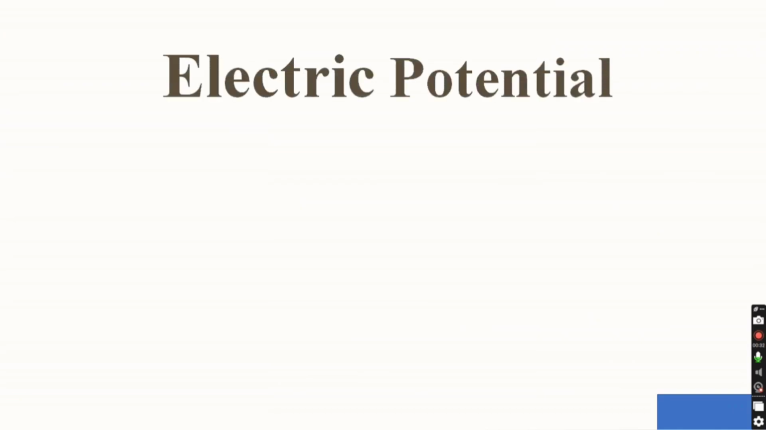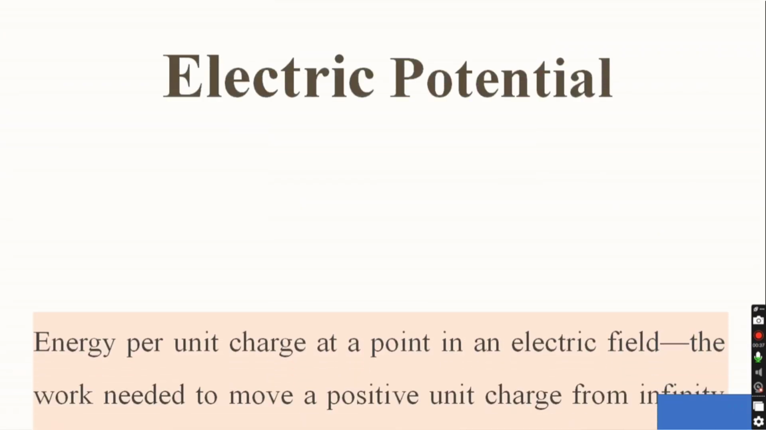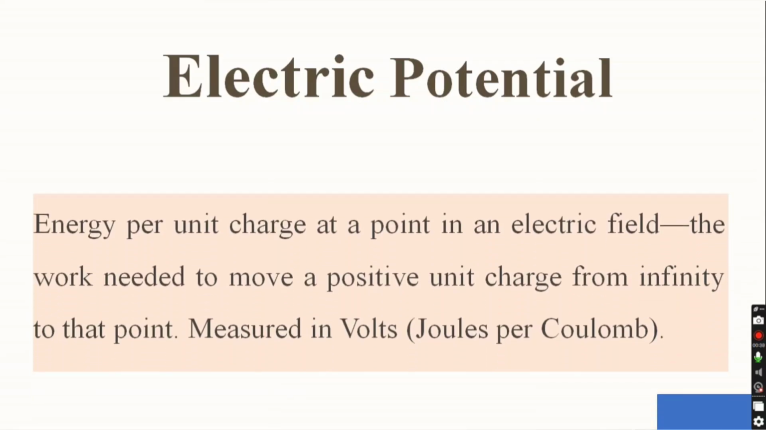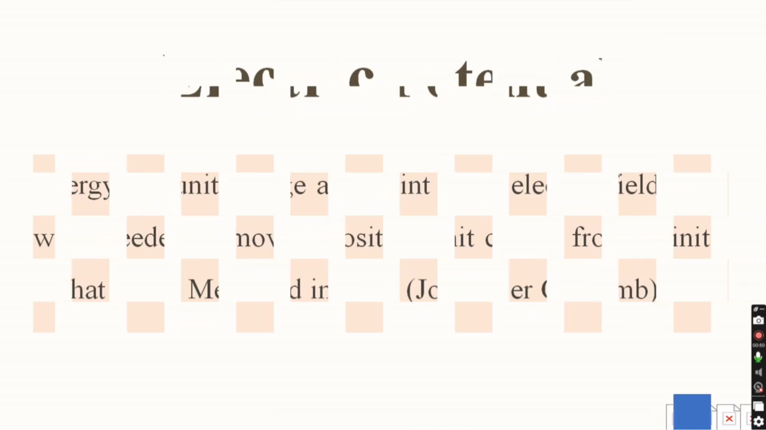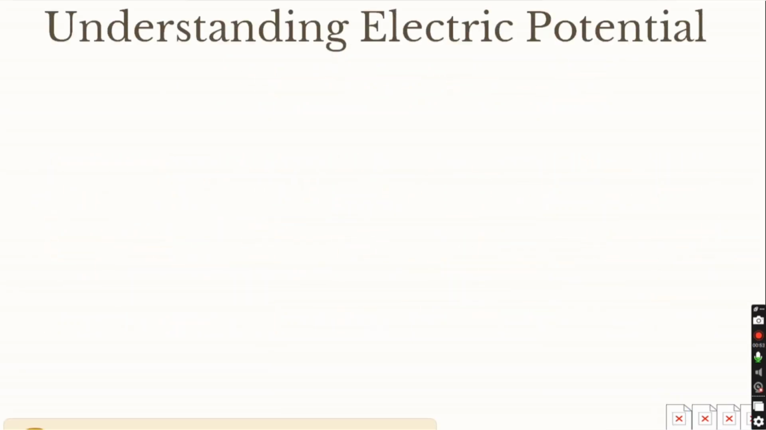Imagine lifting water to the top of a tank. The higher the tank, the more energy the water has. Electric potential works the same way. Electric potential at a point means the electrical energy stored per unit charge because of its position in an electric field. It tells us how much work is done to place a unit positive charge at that point.